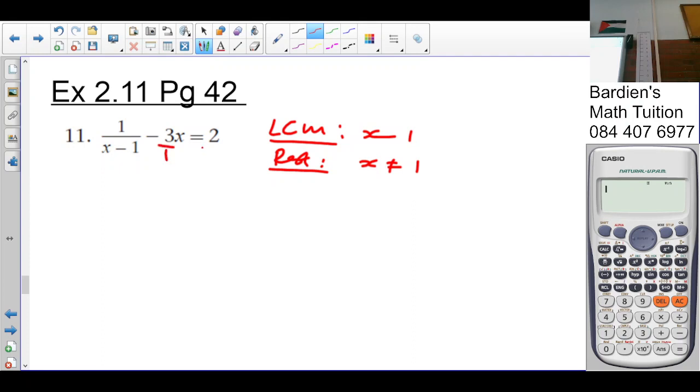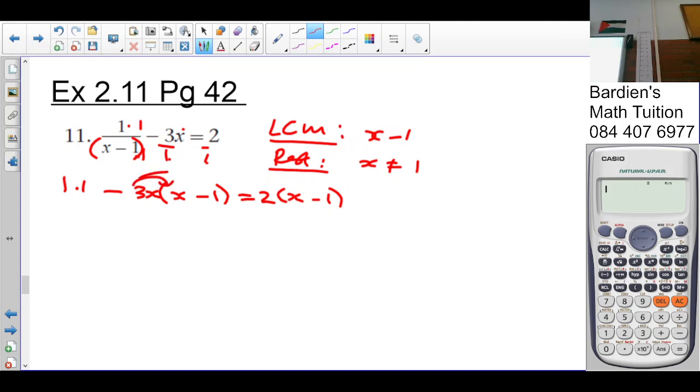So 3x is over 1, 2 is over 1. We will multiply the first fraction by x minus 1. What are we left with? Or we ask ourselves, what must x minus 1 be multiplied by to get x minus 1? By 1. So it's 1 times 1 minus 3x. What must 1 be multiplied by? X minus 1. Not so? It must be multiplied by x minus 1. So 3x must also be multiplied by x minus 1. What must that 1 be multiplied by to get the LCM? X minus 1. So it's 2 into x minus 1.